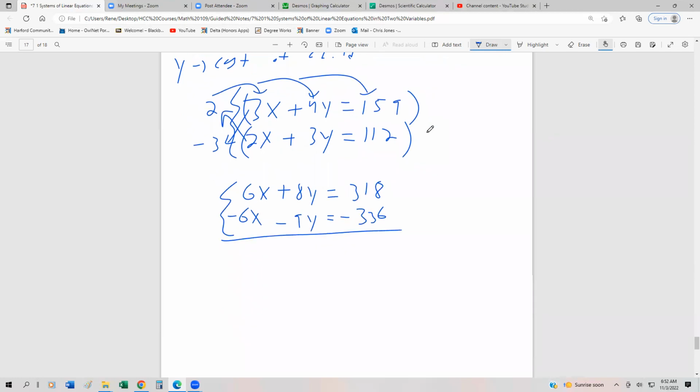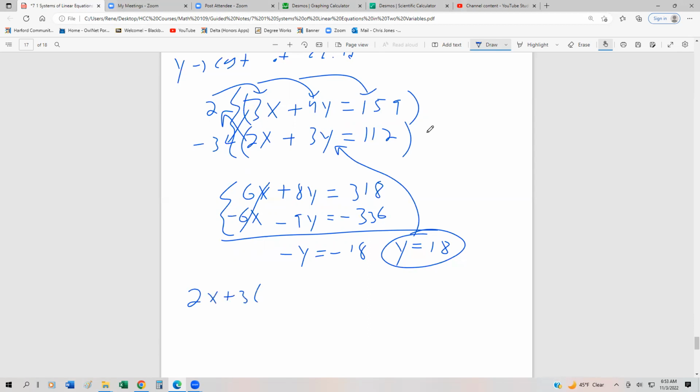If we combine, these cancel. 8 minus 9 is negative 1. And then 318 minus 336 is a negative 18. And so y is equal to 18. Now what we're going to do is we're just going to substitute into either of the equations. I'll just substitute right here. 2x plus 3 times 18 is equal to 112. I know 3 times 18 is 54. I'm going to subtract 54 from both sides.